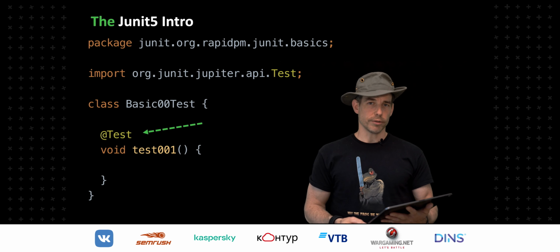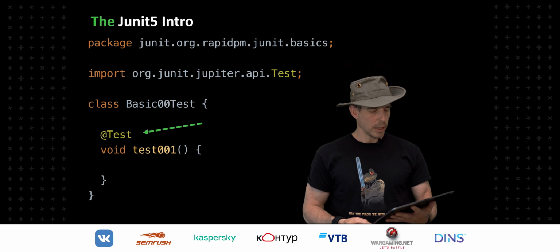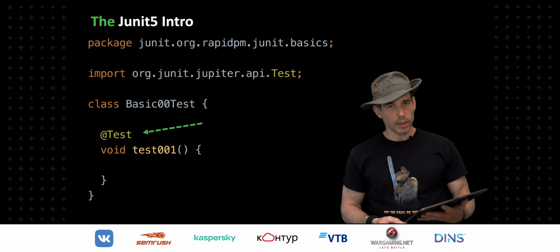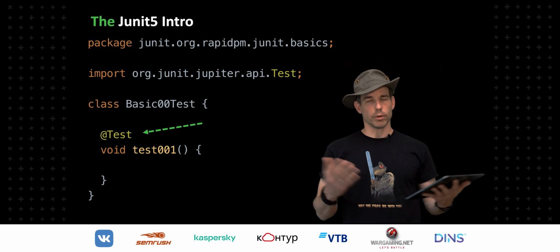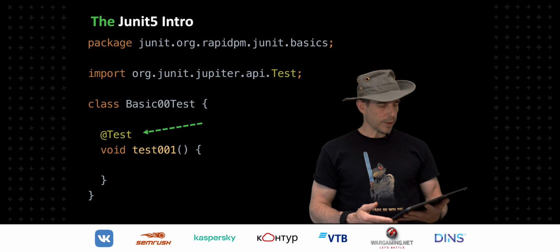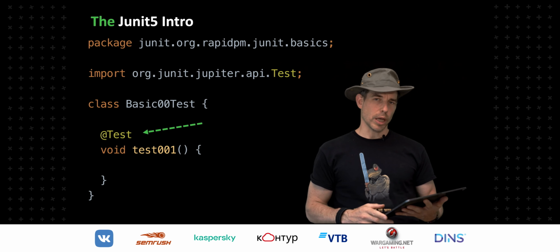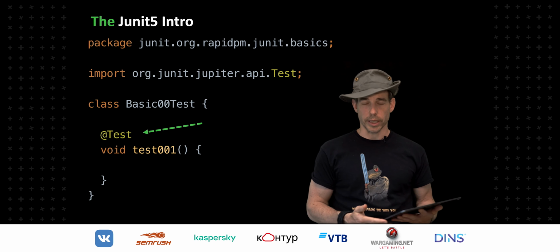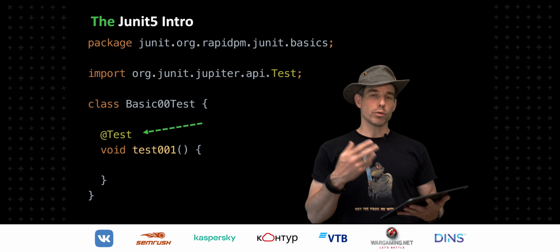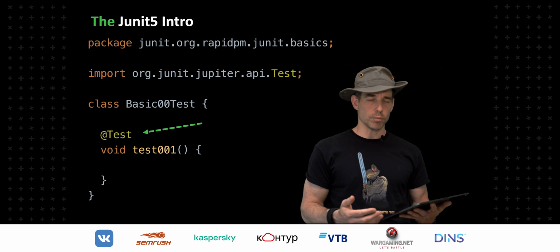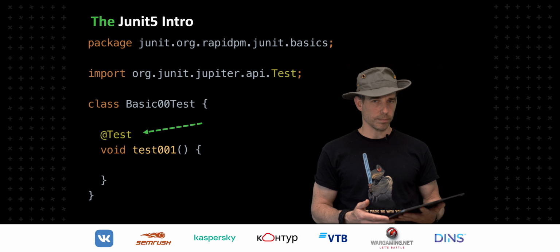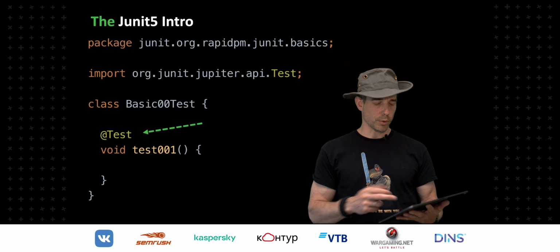The JUnit5 intro. If you want to write a test, the only thing that is needed, okay, you need the dependencies for sure, but then you just need the annotation @Test. And then you have more or less a functional test. That's it. So to declare a test is just done by adding an annotation. So it's part of the source code itself.